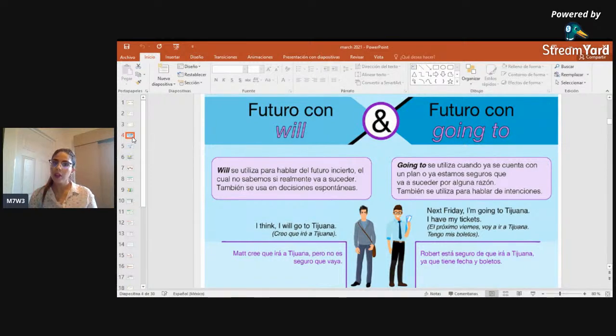Difference with will and going to. These two expressions, we're going to use them to talk about the future. There is a huge difference because will, we use it to talk about the future when we are not 100% sure that we're going to do something. In this case, I just think that I'm going to do something, but I'm not sure. In this case, we use will for an uncertain future.